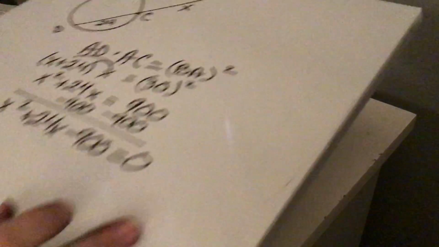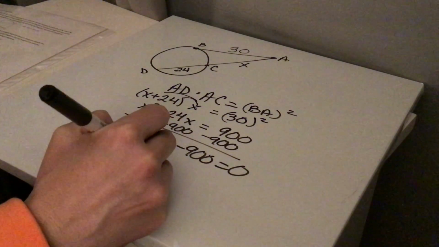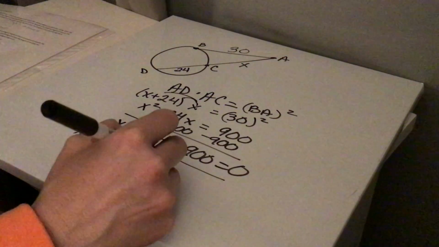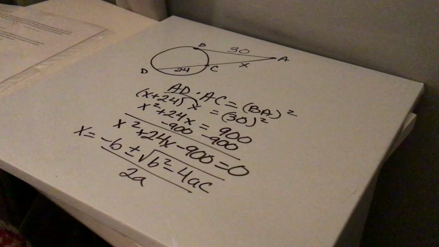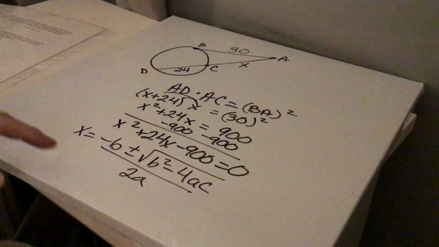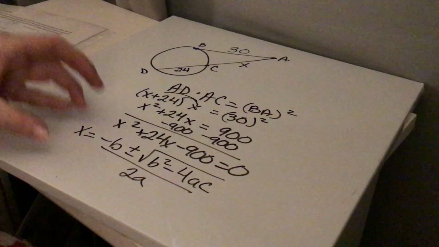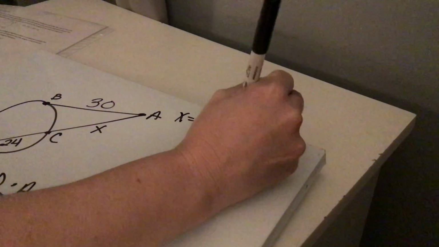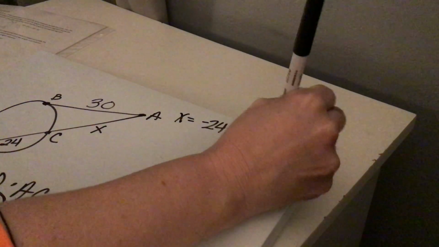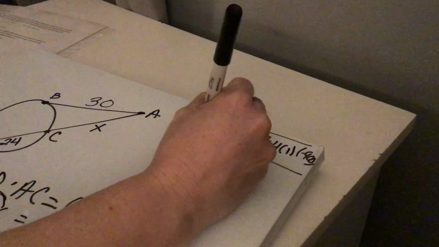Quadratic formula is x equals the opposite of b plus or minus the square root of b squared minus 4ac all over 2a. This is from algebra. You should know it. You should know how to use it, okay? I'm just going to plug in my numbers because, again, this is review. You learned it in Algebra 1. So we'll put it up here. x equals negative 24 plus or minus the square root of 24 squared minus 4 times 1 times negative 900, all over 2 times 1.